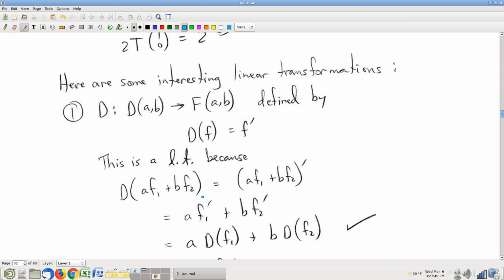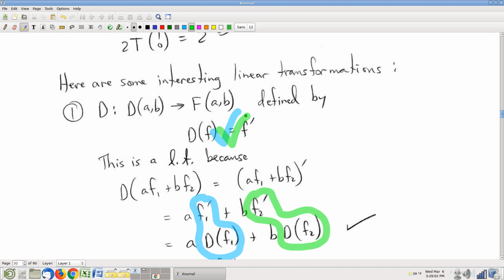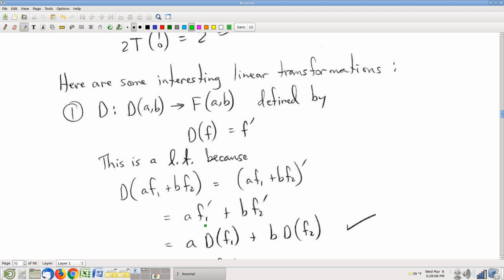You have to observe finally that this is the definition of D of F1, and this is the definition of D of F2. And now we are in fact done. And as required, linear combination in, linear combination out. So, good. Okay. Everybody on board?